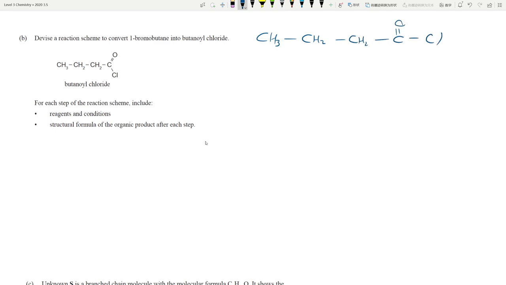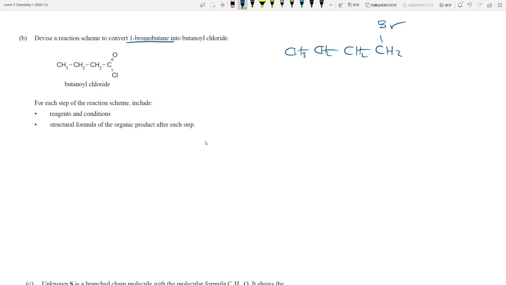If you don't know how to name things or come up with a structure from the name, then you're going to struggle with these, because they're not necessarily going to give you everything. So you do need to figure it out from the beginning. So we want to convert 1-bromobutane. This is 1-bromobutane. And we want to convert it to butanoyl chloride. Let's do it down here, butanoyl chloride.